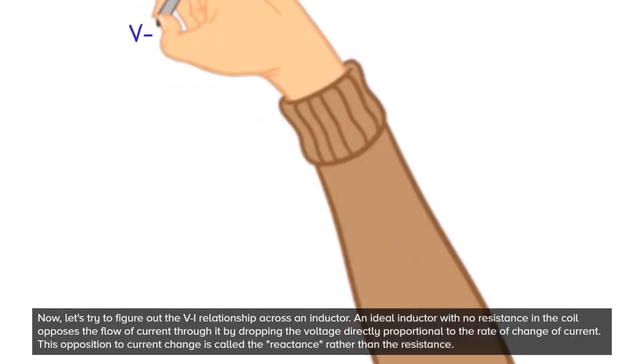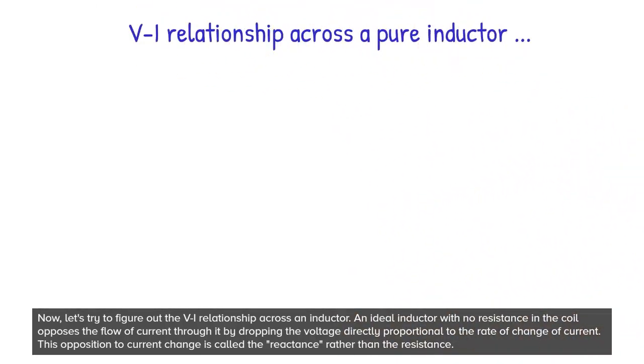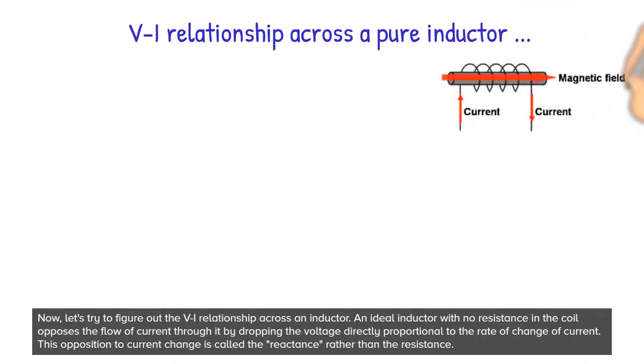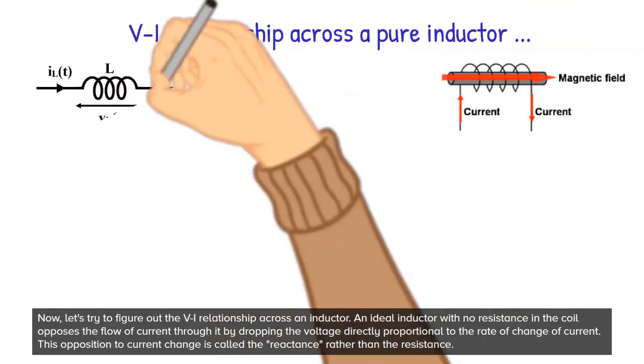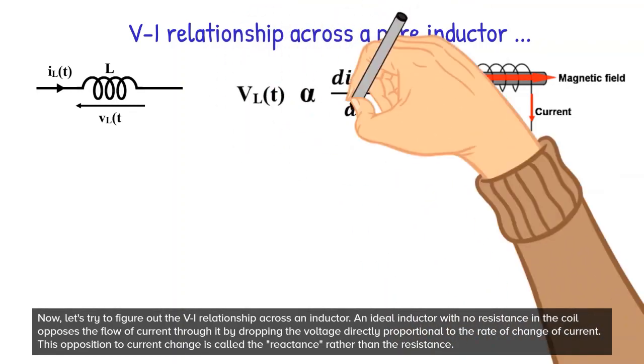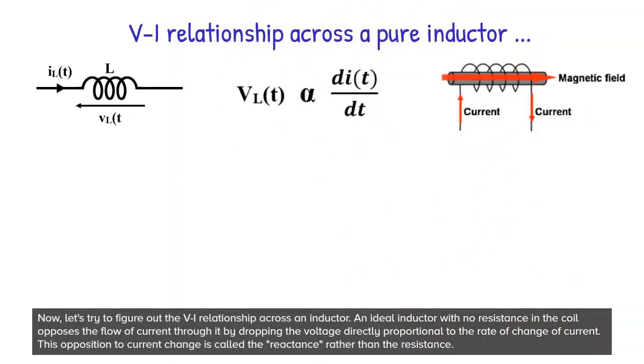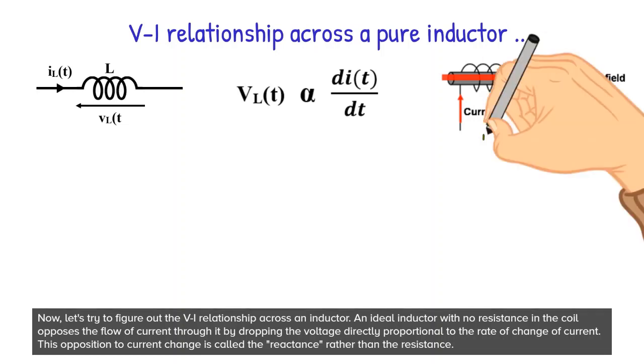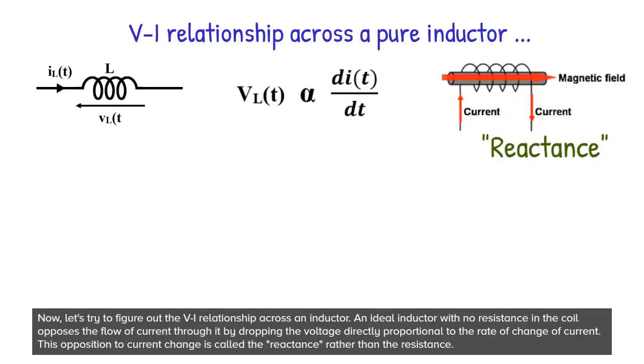Now, let's try to figure out the VI relationship across an inductor. An ideal inductor with no resistance in the coil opposes the flow of current through it by dropping the voltage directly proportional to the rate of change of current. This opposition to current change is called the reactance, rather than the resistance.